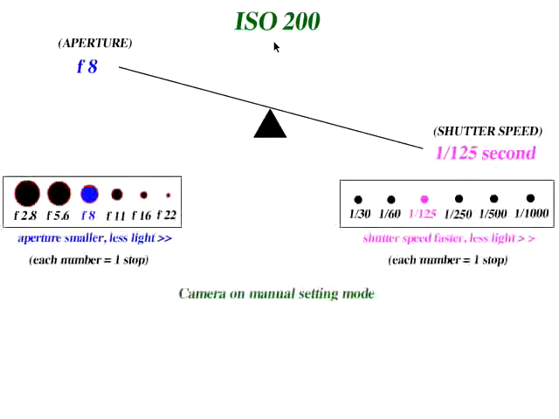In order to illustrate exposure, I've created this animated diagram in Flash to illustrate the relationship between the three factors that determine exposure: ISO, or film speed, aperture, or f-stop, and shutter speed.